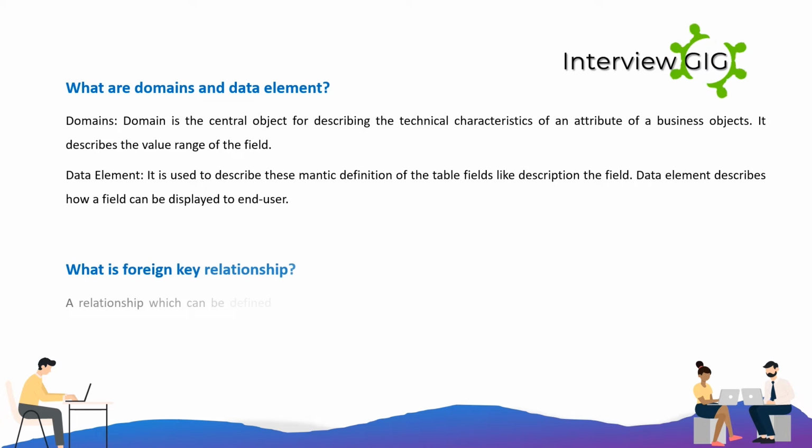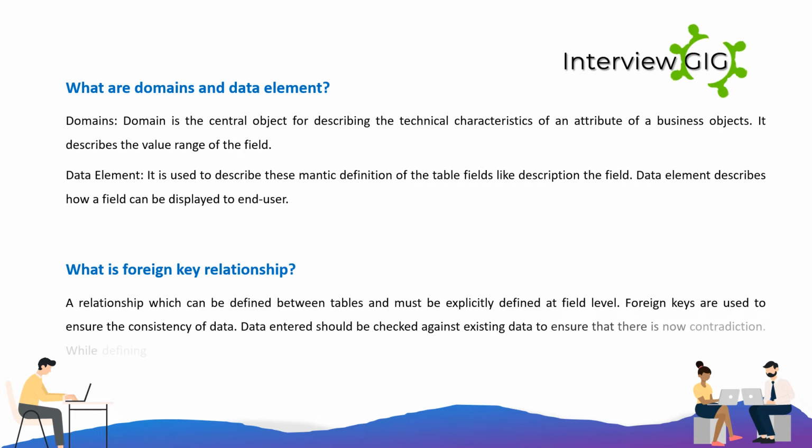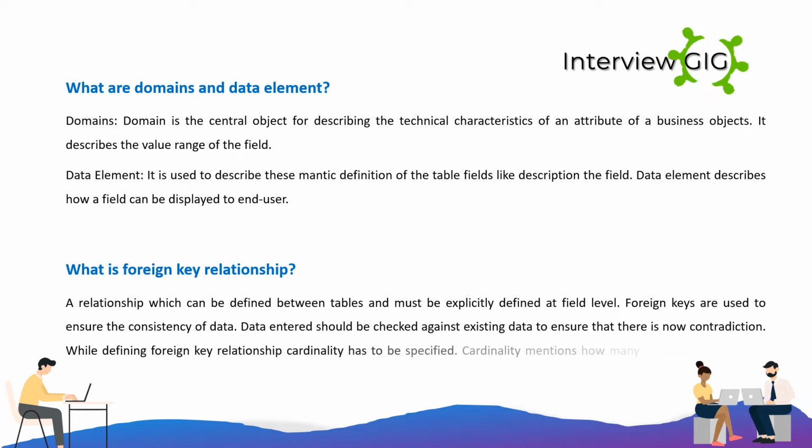What is foreign key relationship? A relationship which can be defined between tables and must be explicitly defined at field level. Foreign keys are used to ensure the consistency of data. Data entered should be checked against existing data to ensure that there is no contradiction. While defining a foreign key relationship, cardinality has to be specified. Cardinality mentions how many dependent records or how many referenced records are possible.